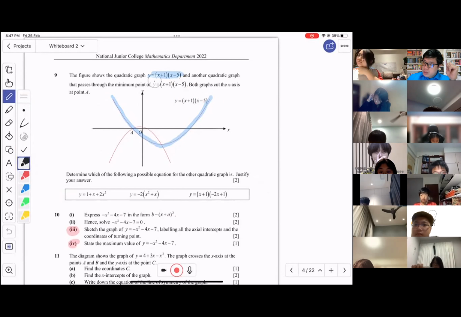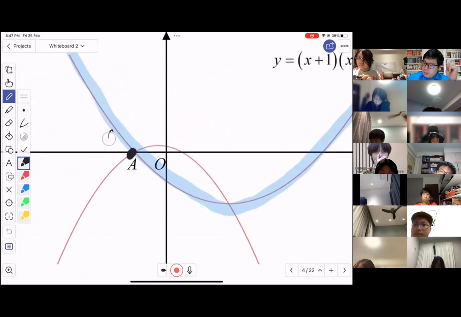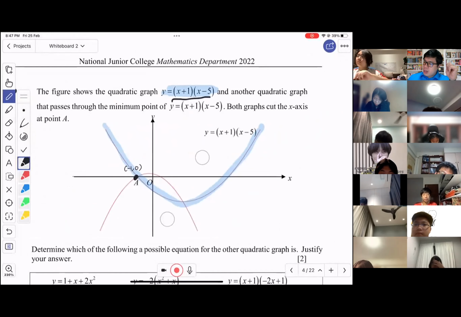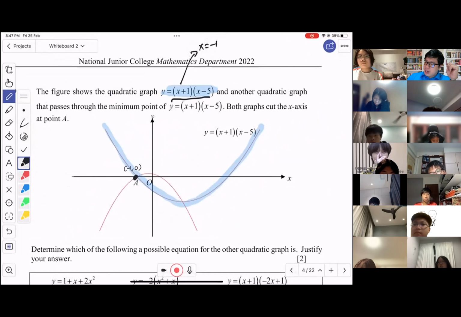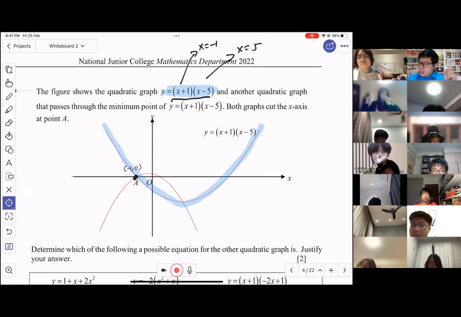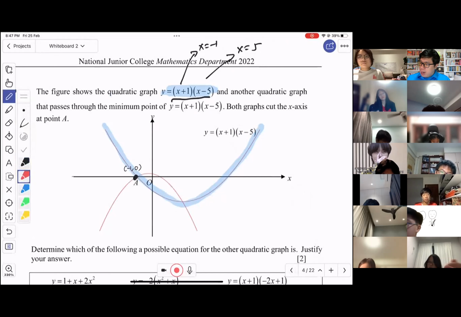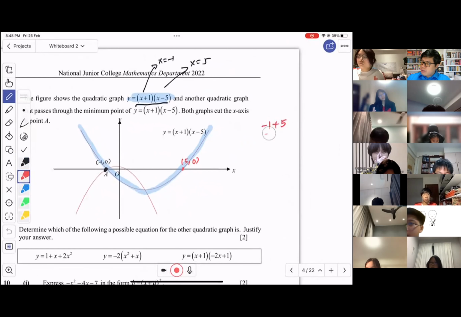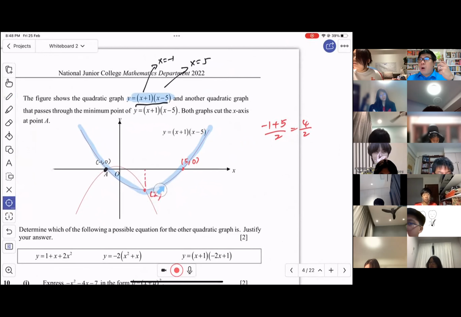I hope you can observe that this point will be -1, 0. Here this will tell you that the x-intercepts are -1 and 5. It also passes through the minimum point. Now, what is the minimum point of this graph? We have to find out. If this is -1 and this is 5, I take -1 plus 5, divide by 2, that is 4 over 2. The x coordinate is 2.